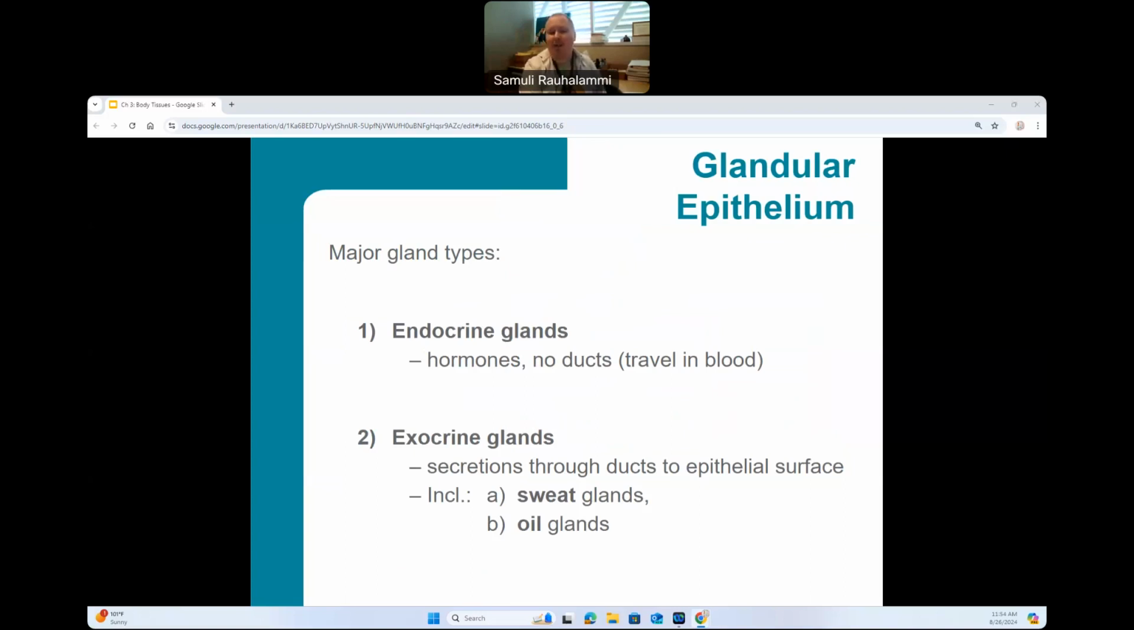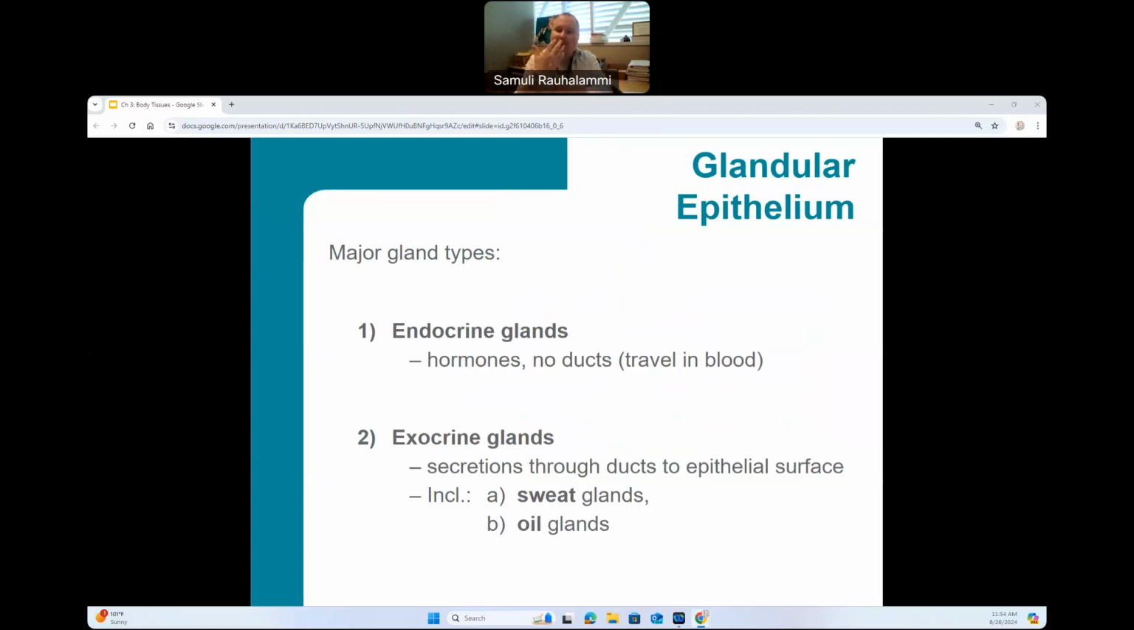I want us to focus instead on exocrine glands. And this is what we normally think of when we think about glands. These exocrine glands do have the gland portion, but they also have the ducts. And these ducts open so that the secretions can be released to the epithelial surface nearby of that gland. These types of exocrine glands include oil glands, which we will see, for example, when we talk about skin.